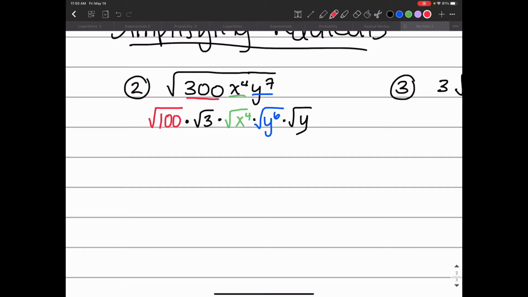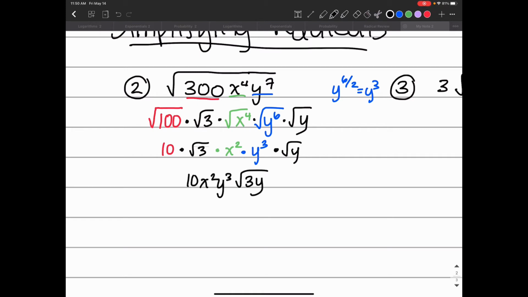So the square root of 100 I know is 10. I can't change the square root of 3. That stays the same. The square root of x to the 4th power is x squared. And the square root of y to the 6th power, that's y to the 6 over 2 power, which is y to the 3rd power. It's y to the 3rd power. And then I can't change that square root of y. I have 10 x squared, y cubed, the square root of 3y. This is my final answer.